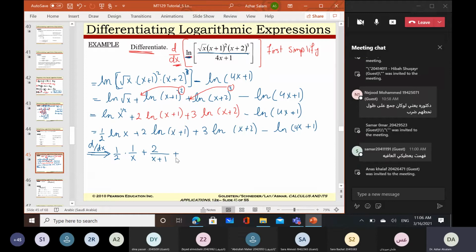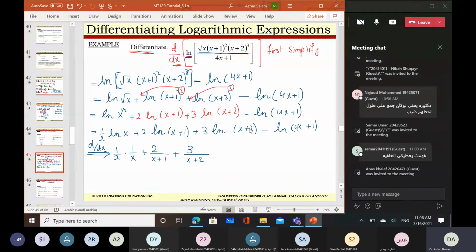Okay, then plus 3 multiplied by the derivative of ln x plus 2. مشتقة ln الx زائد 2 is 1 over x plus 2.